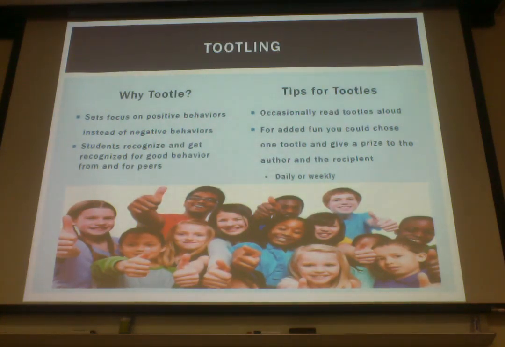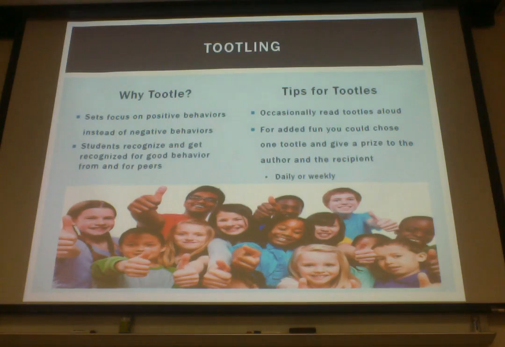Well, it sets, again, a focus on positive behavior instead of negative. We're really always trying to go away from that. And students get recognized for behaviors that they're doing from their peers. So instead of just always being recognized by the teacher, they're getting recognized by each other.